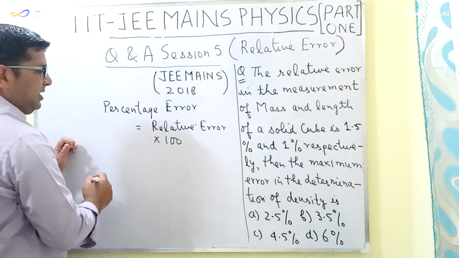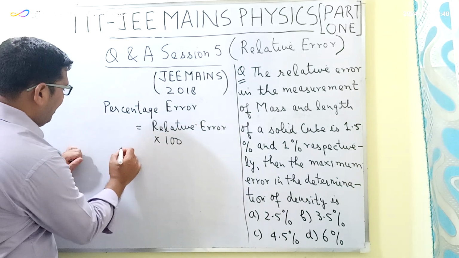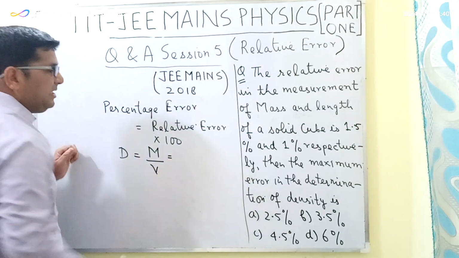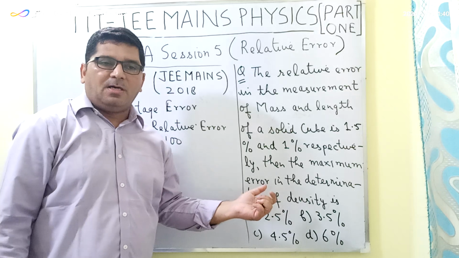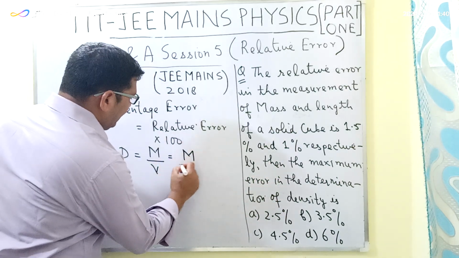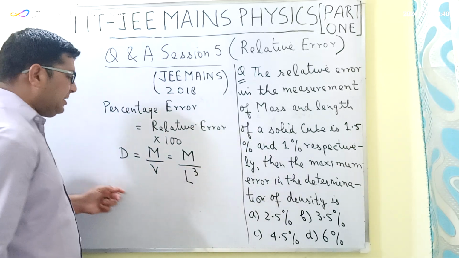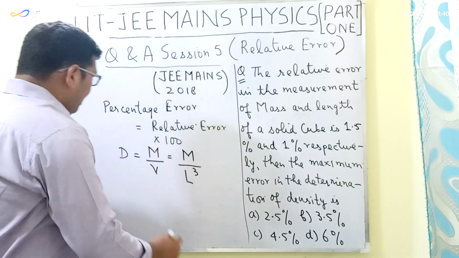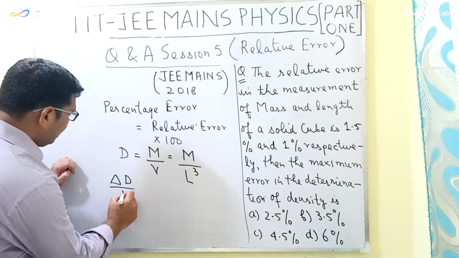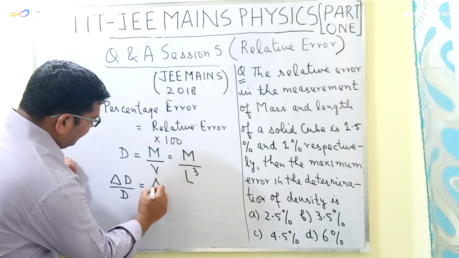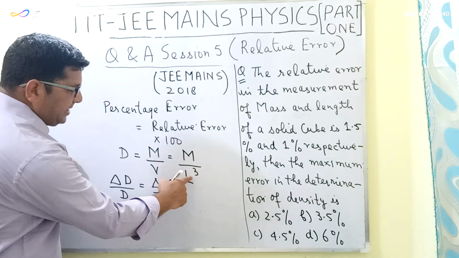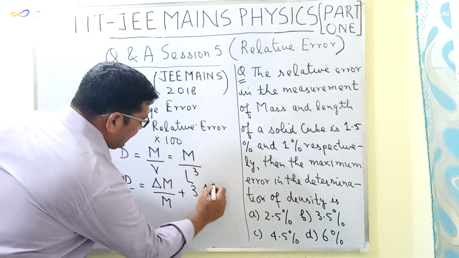Now we know that the density of a cube is given by mass upon volume. So if the length of one side of a cube is L, then I can write this formula as m upon L cube, where L is the length of each side of the cube. So delta D upon D will be equal to delta M upon M plus, this is L cube, so this will be equal to 3 times delta L upon L.